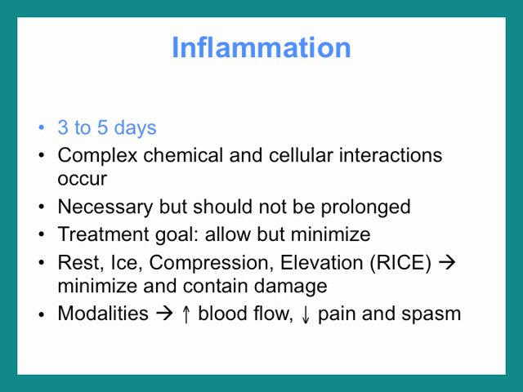As we look at these phases, on your outline, if you could follow along in the notes today, I really want you to make sure that you write down the material that is written in blue. That's the stuff that I want you to pay special attention to. So in phase 1, which is called the inflammation or inflammatory phase, the duration is about 3 to 5 days post-injury. In this phase, we have complex chemical and cellular interactions occurring. This is a necessary phase, so we don't want to ignore it. We don't want to have it completely gone, but it should not be prolonged.